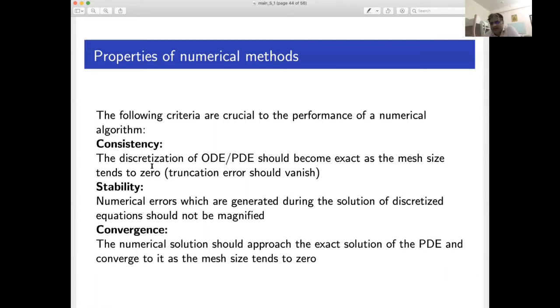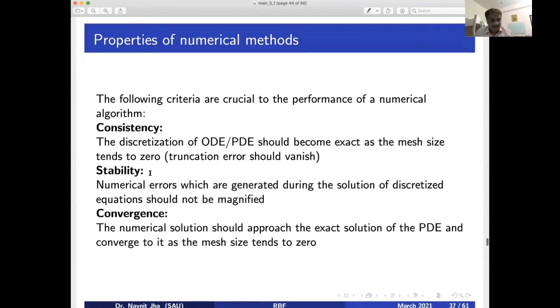Consistency simply stands for the truncation error should go to 0 when mesh step size is very, very small. In our case, I have written order h^6. So of course, when h goes to 0, that order h^6 goes to 0. So that is consistent, not a big deal. So consistency is not an issue.